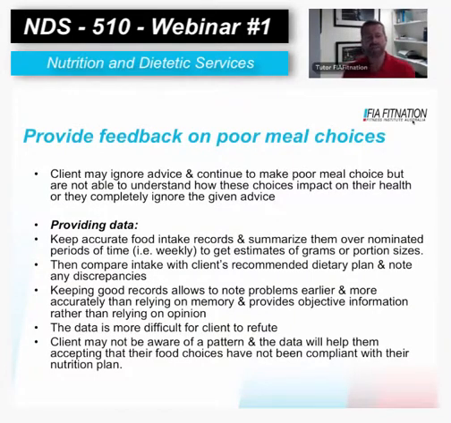Another area that we need to discuss is providing feedback on poor meal choices. As it states at the top, the client may ignore advice and continue to make poor meal choices, but they're not able to understand how these choices actually impact on their health, or they completely ignore the advice that's given. And again, this ties in with your role as an educator.